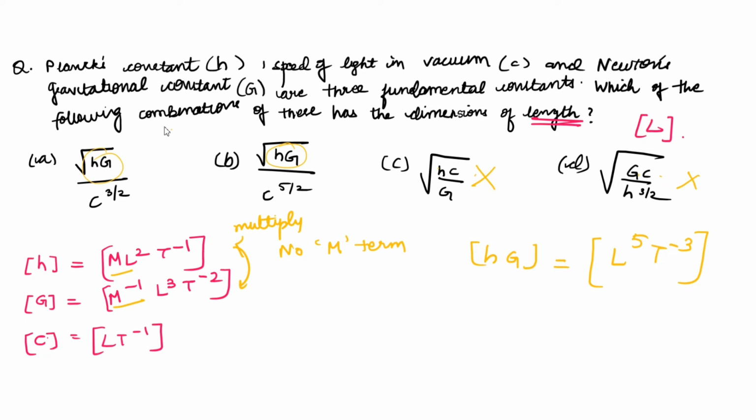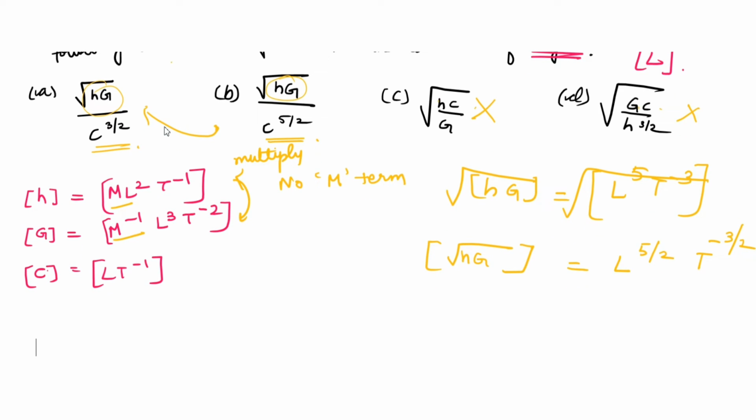So find the dimensions of the common term in both the options. What is the dimensional formula of under root hg? You will get L power 5 t power minus 3, and when you do under root, you will get L power 5 by 2 t power minus 3 by 2. Now what should you do? Just take one of the options. For example, I'm taking option A. There is c power 3 by 2 in the denominator. So just divide and check with the options.